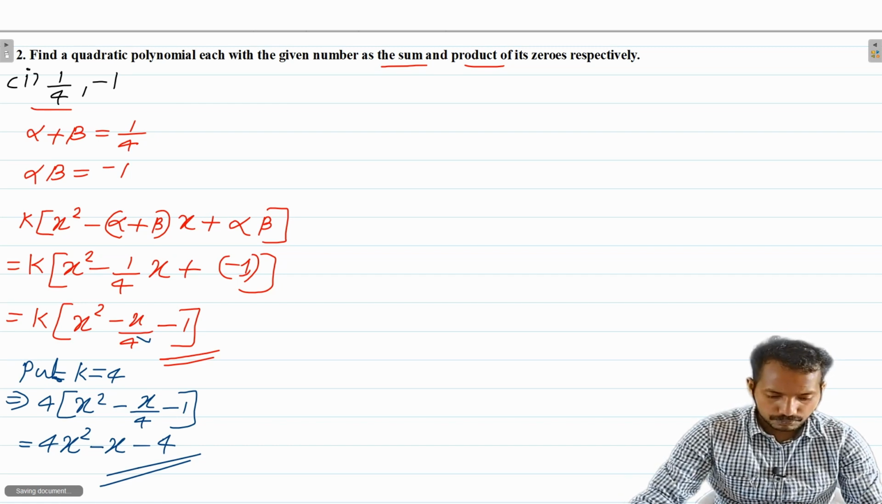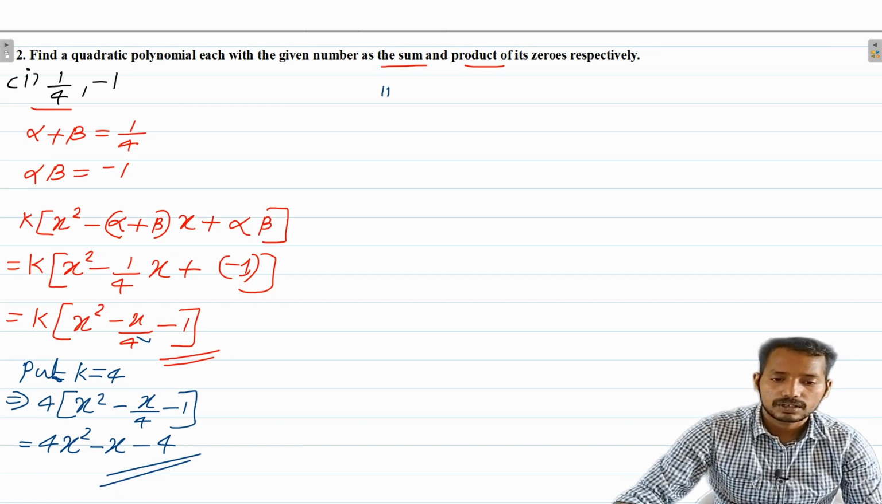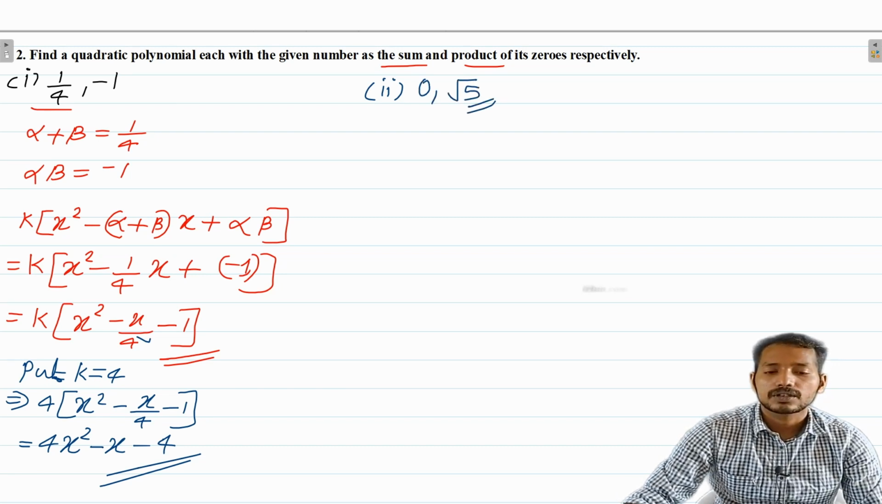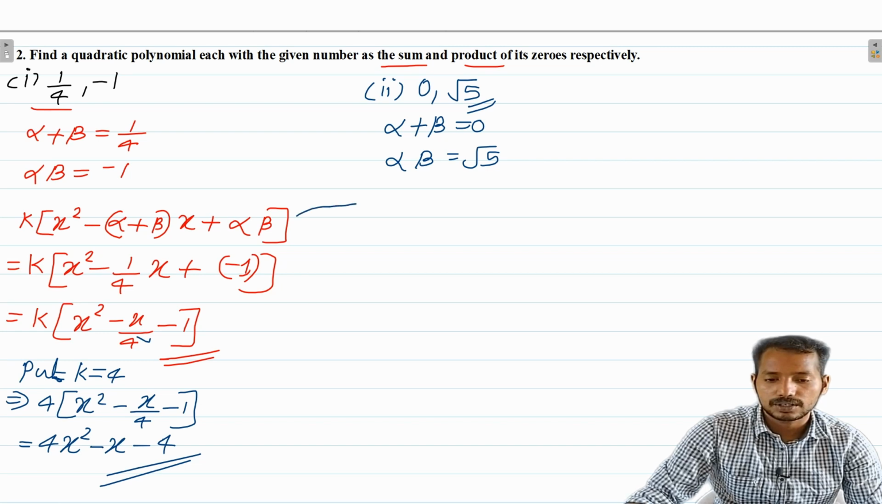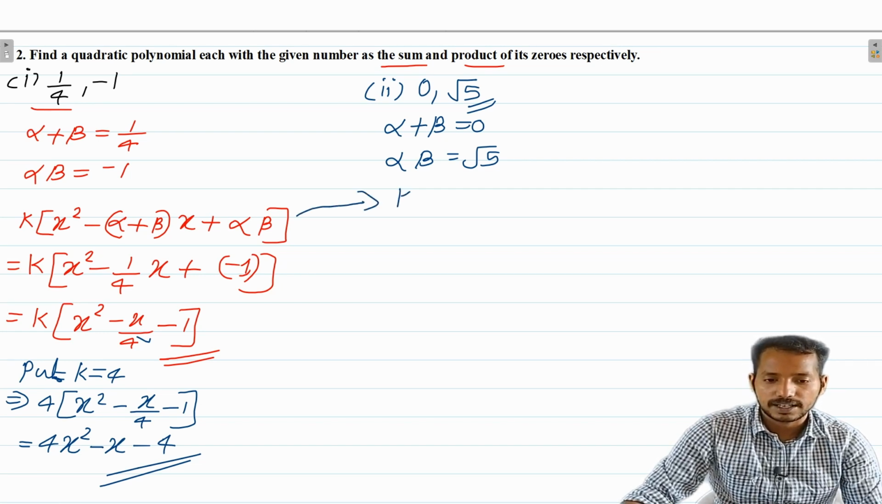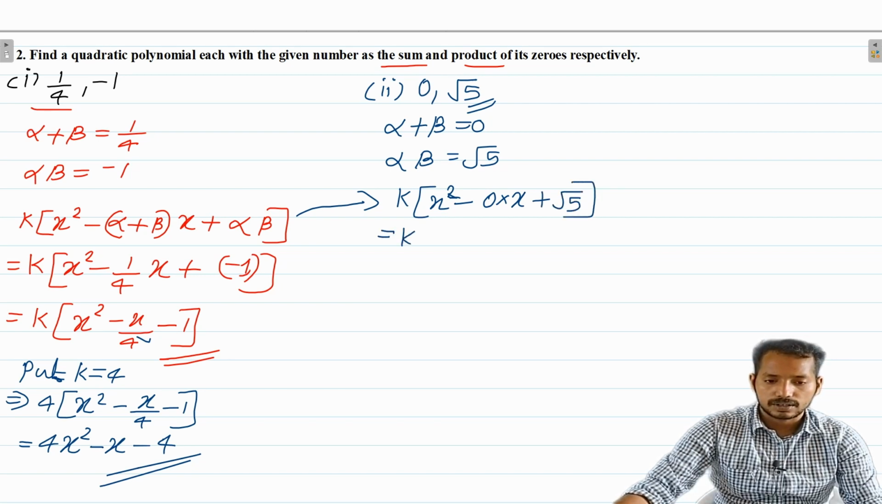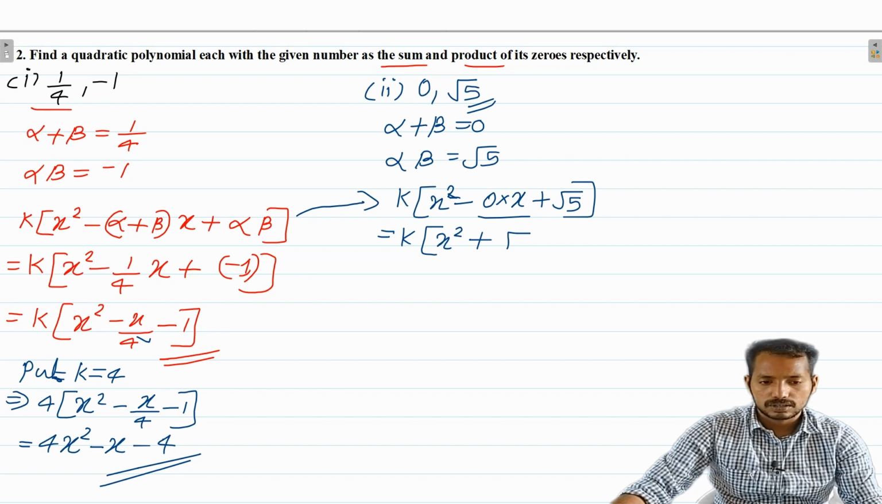Let's take one more option, that is option 2. In case of option 2, that is 0 and root 5. So here the first number is the sum of the zeros, that is alpha plus beta is equal to 0. The second number is alpha into beta, that is root 5. So the general form, I am going to directly substitute here. We will get k into x square minus alpha plus beta, that is 0, into x, plus alpha into beta, which is root 5. That is equal to k into x square plus 0 into x, which is 0, leave it, plus root 5.